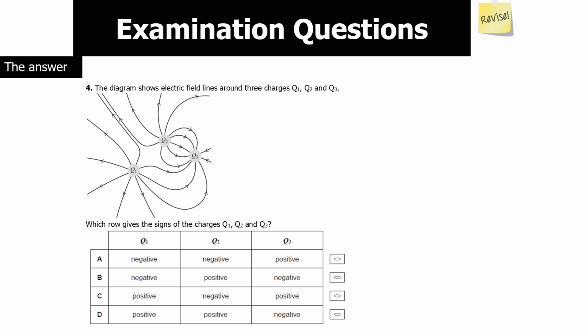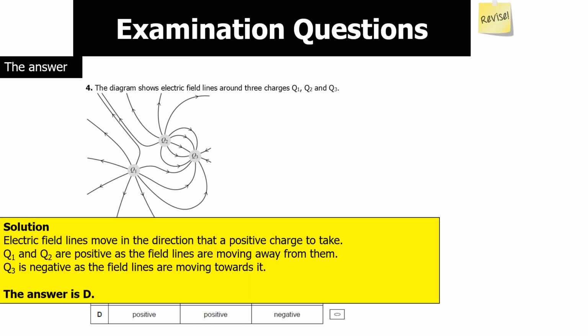Right, so how do you answer this question? Well, electrical field lines move in the direction that a positive charge would take. Now Q1 and Q2 are therefore positive because the field lines are moving away from them and positives will repel other positives. Now Q3 is a negative because the field lines are moving towards it because positives want to go to negatives. So our answer is D.